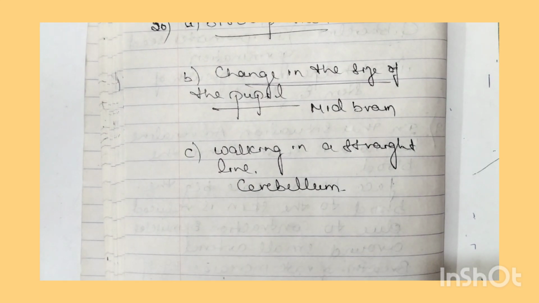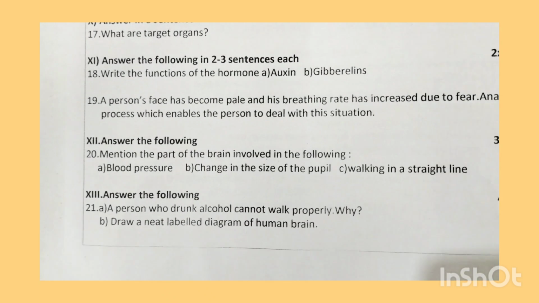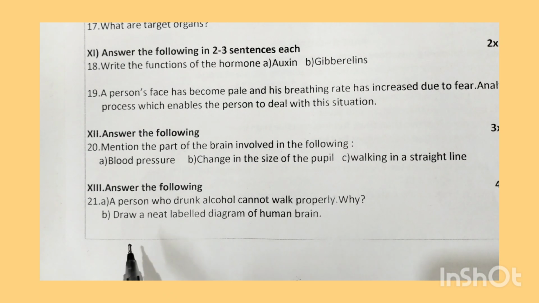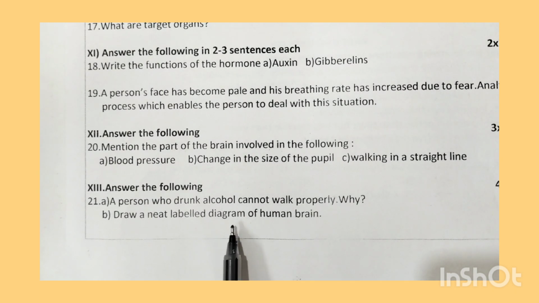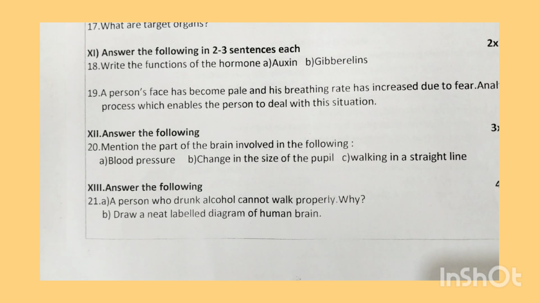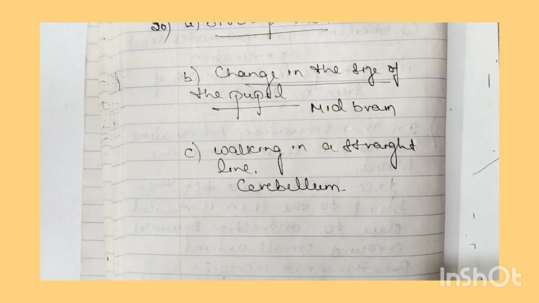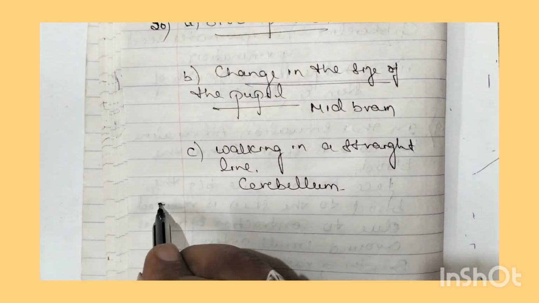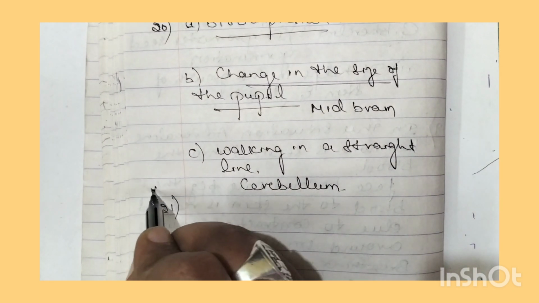So now let us move to the last question of biology, that is, a person who drank alcohol cannot walk properly. Why? So let us answer this question. Then in that one only one more question is there: draw a neat labelled diagram of the human brain. Human brain is 3 marks and this question is 1 mark, total 4 marks. So let us answer the 21st question. This is 13th main.